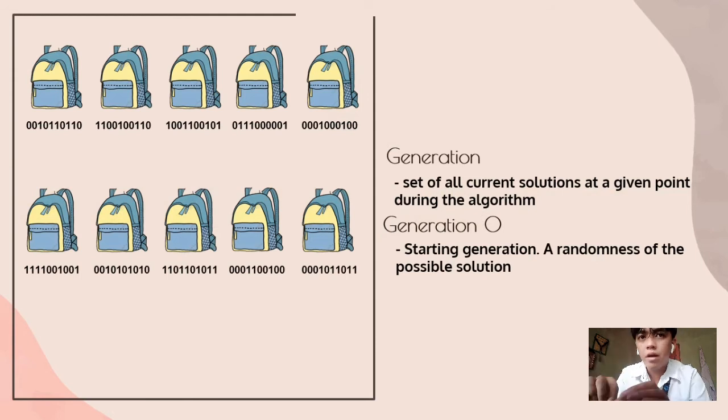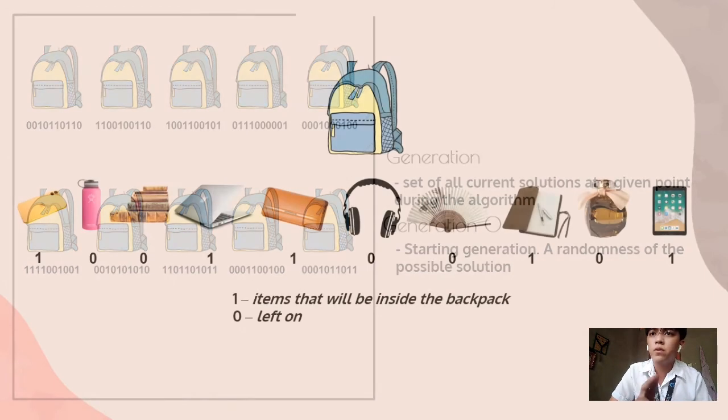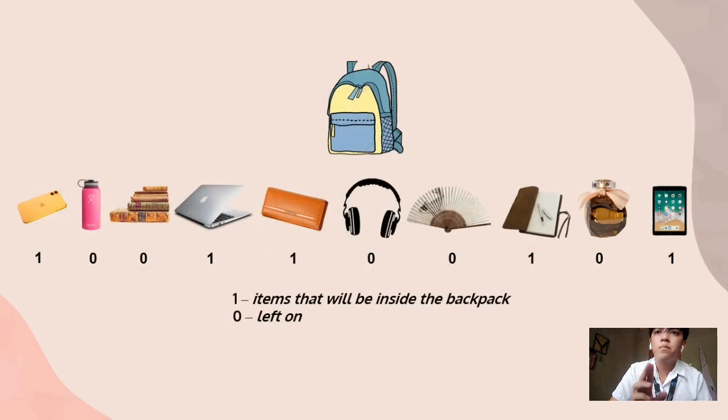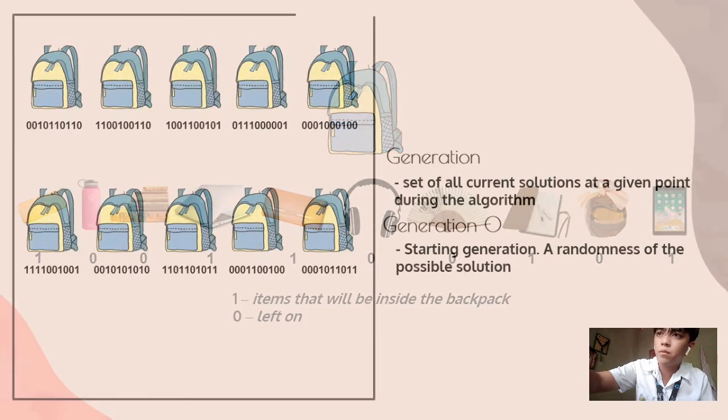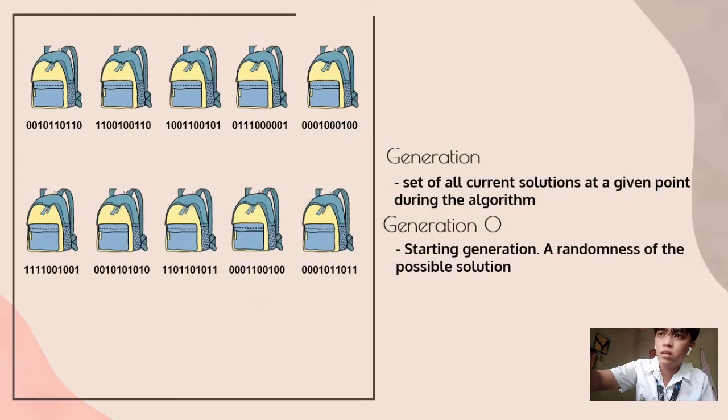So here we base it on these items in the knapsack: iPhone, tumbler, books, laptops, wallet, headphone, pamaypay, notebook, perfume, tablet. So it is like this, guys. This is 001. So here we base it on 001, on knapsack 1. What is needed, guys? 001: book, wallet, headphone, notebook, and perfume.